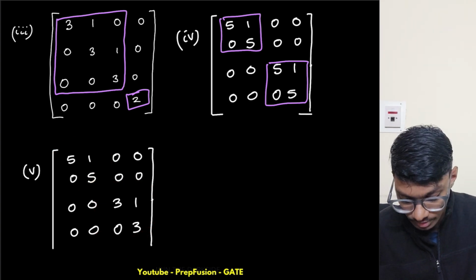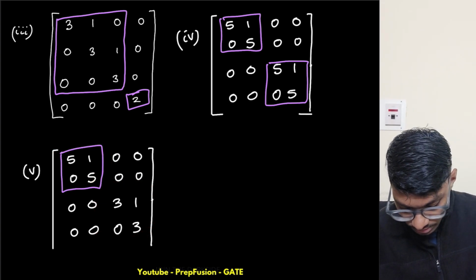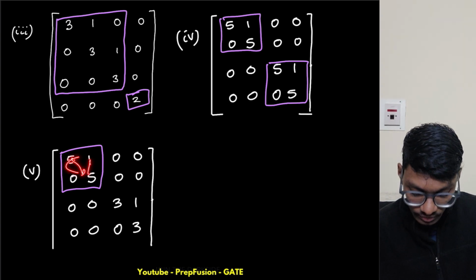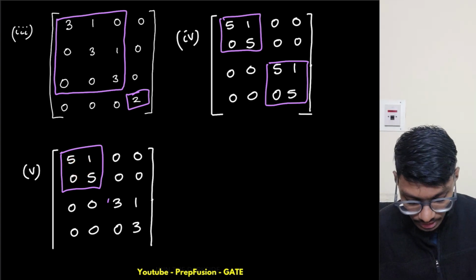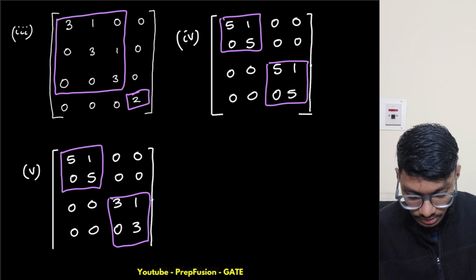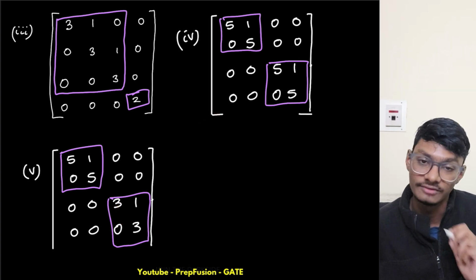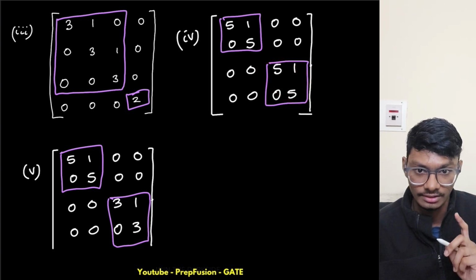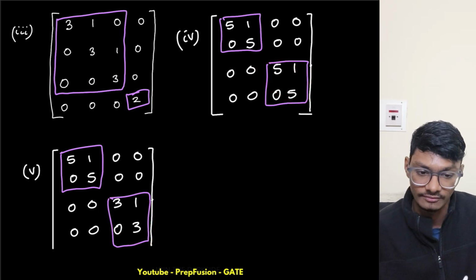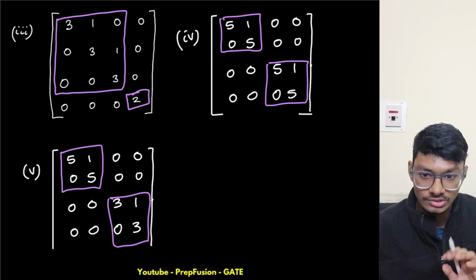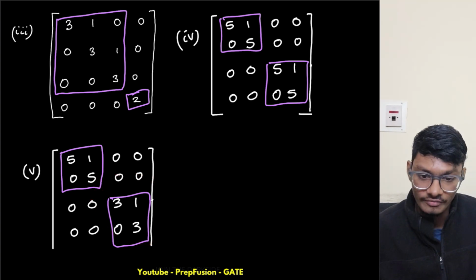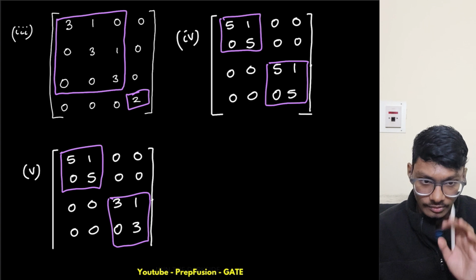Again, we have 2 Jordan blocks, because this is 1 Jordan block. I'm going in this direction, and I'm seeing 1 above, so I will continue. This is 1 Jordan block, and this is also a different Jordan block. But what is different between this and this? The difference is, here I had 5 as the eigenvalue, and here I have 3 as the eigenvalue. So this will obviously be controllable. Why?